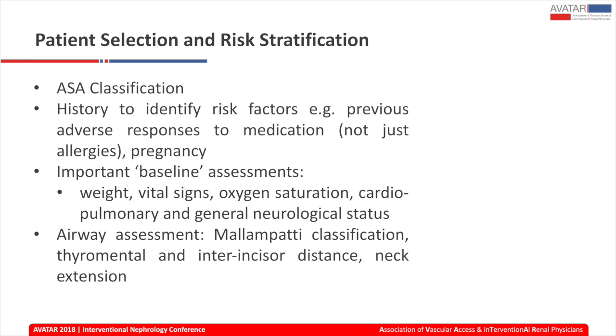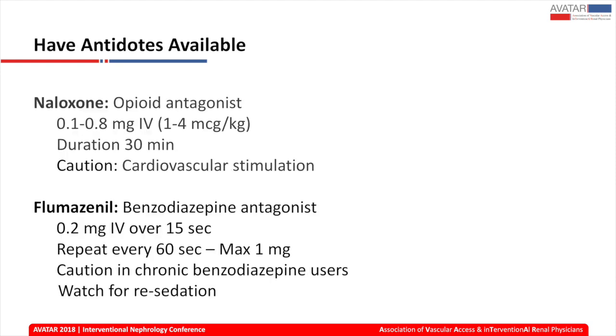So the Mallampati classification, which is commonly used, thyromental distance to look at the neck length. If there is a short neck, it's more difficult to intubate. And interincisor distance to make sure you can open the mouth to put the tube in, and whether or not these people can extend their neck. Now, in case something happens, you should be ready for that.